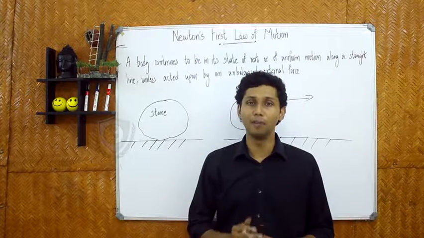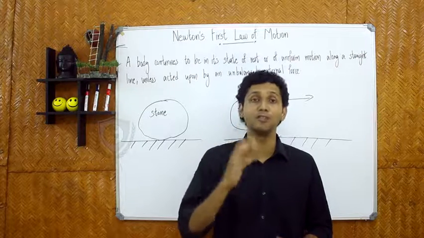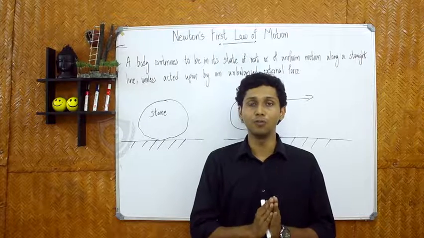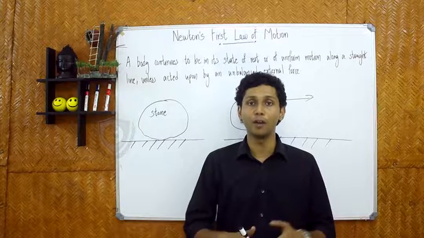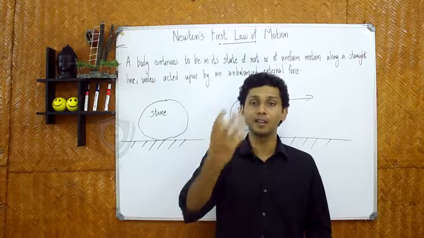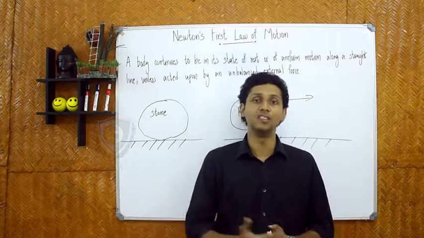Now, another thing which you need to take care of is that here we have used the word unbalanced. Now, what do you mean by unbalanced? Just imagine we are exerting some balanced force on an object. What would happen? Balanced forces are those forces which are equal in magnitude and opposite in direction. So, whenever balanced forces act on a body, the net effect would be zero. So, there won't be any change in the state.